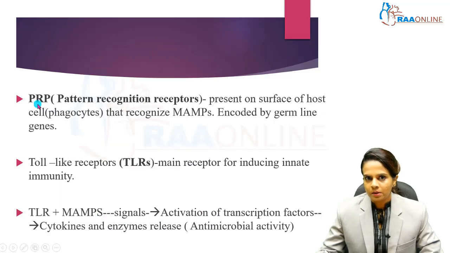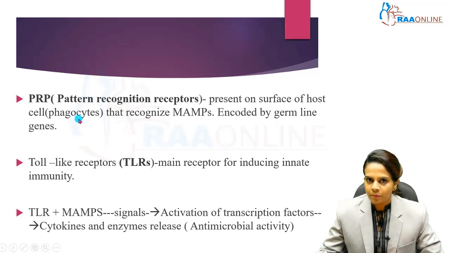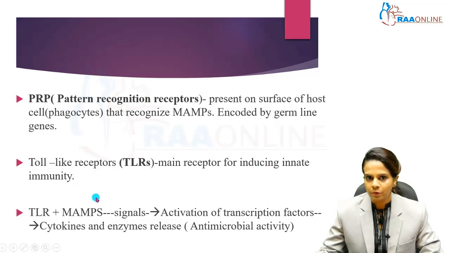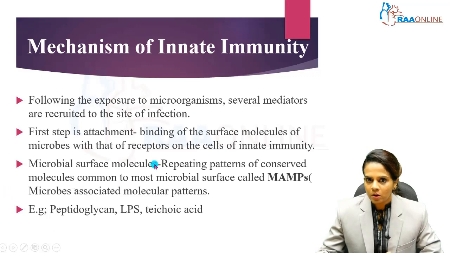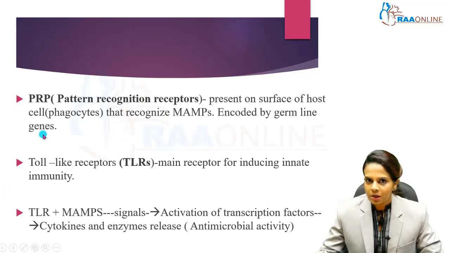Then PRRs, that is pattern recognition receptors. These are present on the surface of host cells and phagocytes, and recognize MAMPs. These are encoded by germline genes. Examples of PRRs, that is pattern recognition receptors, are toll-like receptors. These are the main receptors for inducing innate immunity. Actually, MAMPs are present on microbial surfaces, whereas PRRs are present on the host cell surfaces.